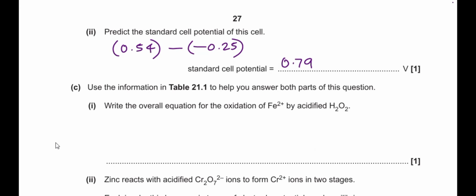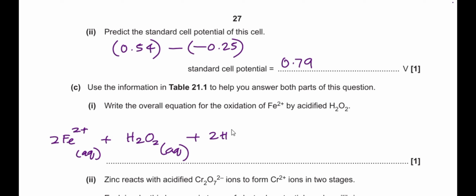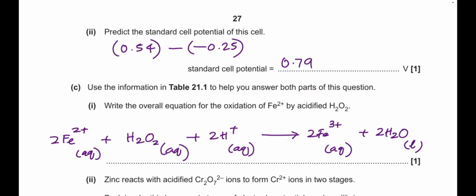Writing the overall equation, 2Fe2+ (aq) plus H2O2 (aq) plus 2 hydrogen ions (aq) gives 2Fe3+ (aq) plus 2H2O (l).